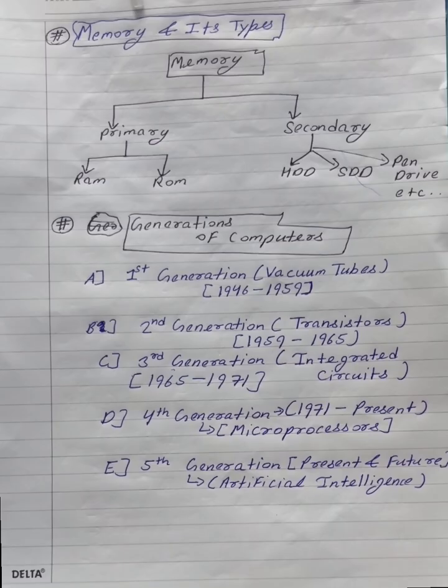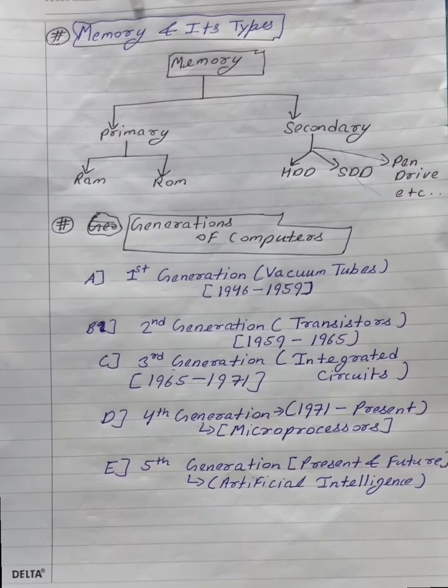Now let's talk about second generation. The second generation replaced the vacuum tubes with transistors. Transistors were smaller, faster, more reliable, and consume less power, which means we can say that second generation is faster and more reliable than the first generation. This generation marked a major improvement in computer technology. Its characteristics are smaller size, faster processing, and it also reduces the heat generation and improves the reliability.